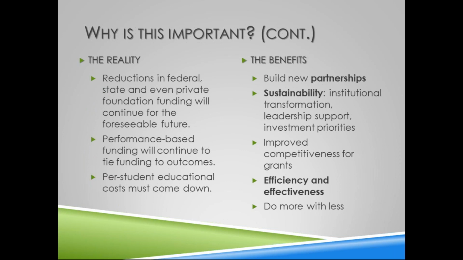So the reality, of course, as I mentioned, we've got reductions in federal, state, and even private foundation funding. Performance-based funding is a big thing and will continue to grow. And per-student educational costs need to come down. So to do that, we need to build new partnerships, focus on sustainability, institutional transformation, leadership support, and investment priorities. We need to improve competitiveness for our grants and build our efficiency and effectiveness, thereby doing more with less, which as a community college system, we're very familiar with doing more with less. It's what we've always done, and it's what we'll continue to do.